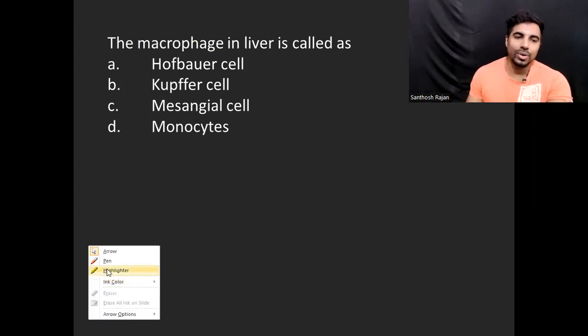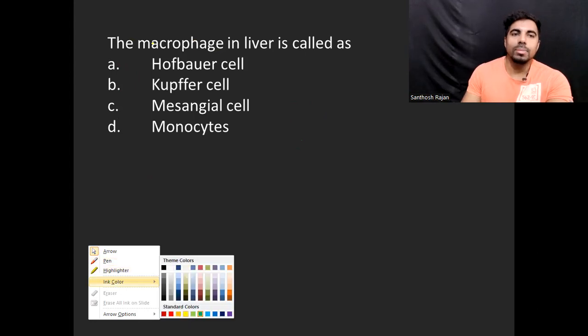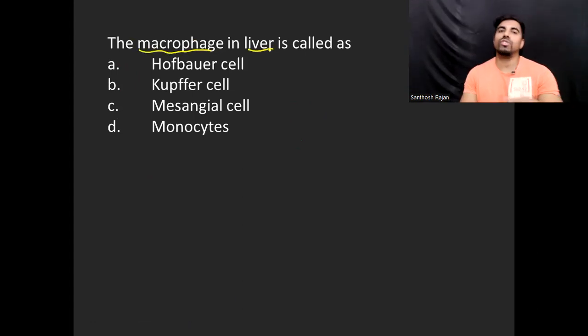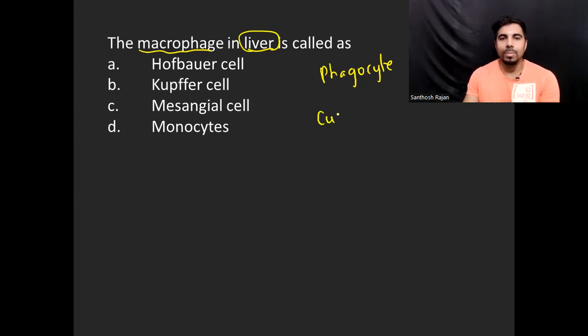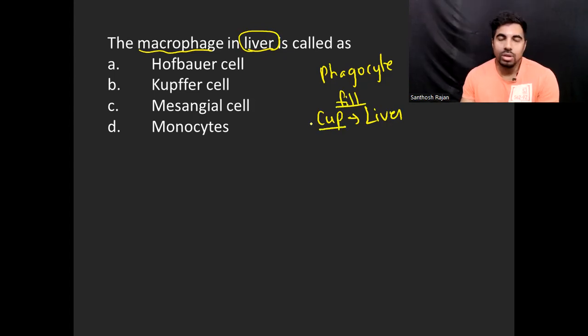Now this is another important question you must know. The macrophages in the liver. Macrophages are basically phagocytic cells, you know that. The macrophages have different names in different organs. So in the liver, what is it called? I know how I remember liver: a cup. I fill my cup with liver. Non-vegetarian people like to eat liver, fried liver. So I fill my cup with liver, number one.